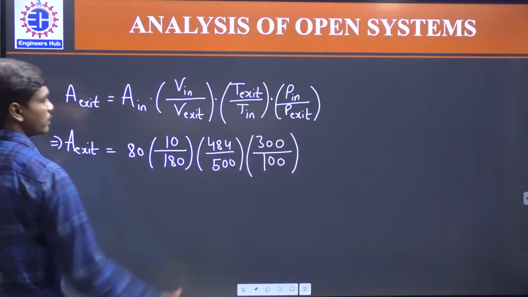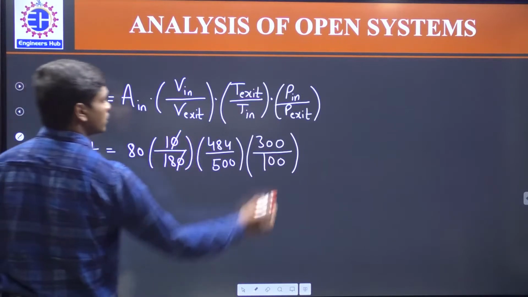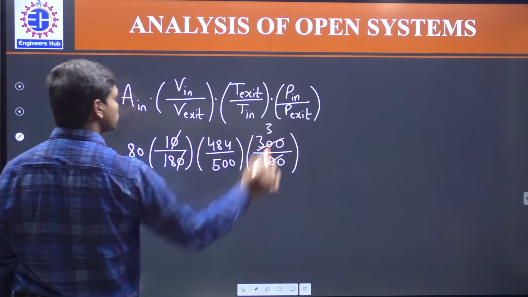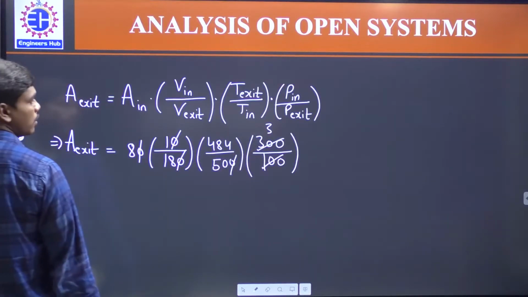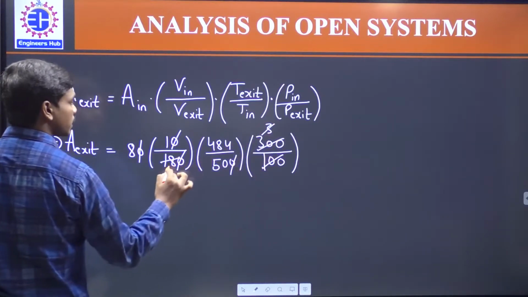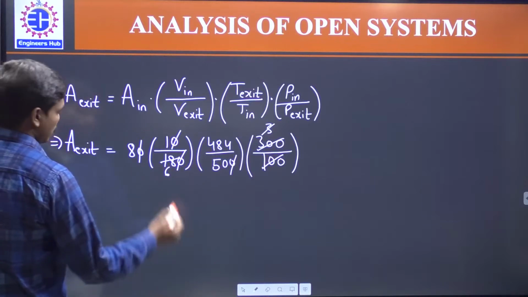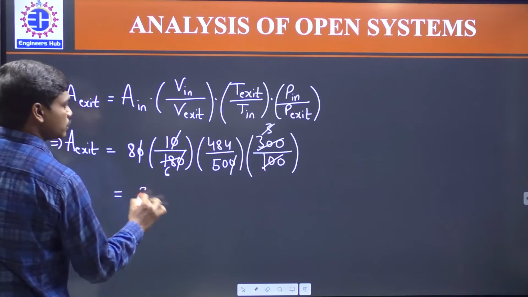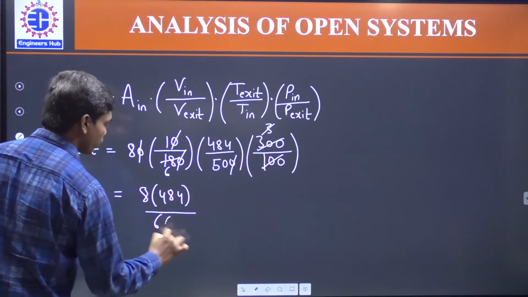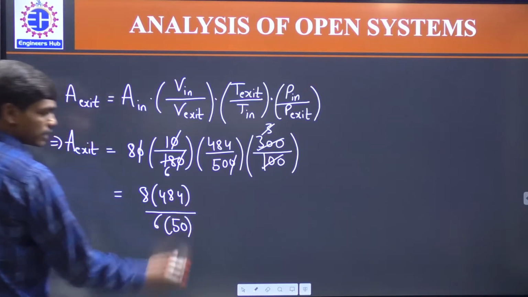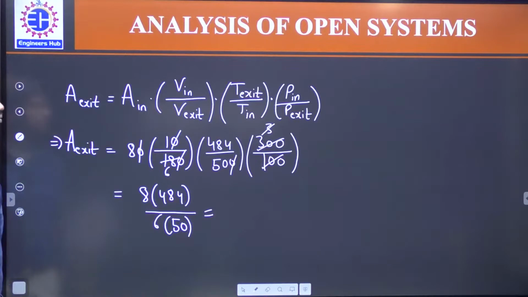So now you can calculate the values. This 0 gets cancelled. This 100 cancels this 300 three times, and you can cancel one more 0 if you want. Then 3 gets cancelled 6 times. Calculations you can perform, I am leaving it for you: 8 into 484 divided by 6 into 50. You can go for 2 table and all, but I think you can calculate the values. Calculate this value.